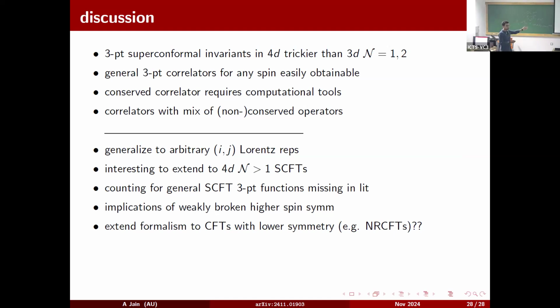So here we're looking at exactly conserved higher spin symmetry, when we're conserving everything for higher spin operators. And we're also looking at extending this formalism to CFTs where we have a more restricted symmetry, for example, non-relativistic CFTs where we have Schrodinger symmetry and so on. So yeah, that was basically the work that we did. And thank you so much. I'll be happy to take some questions.